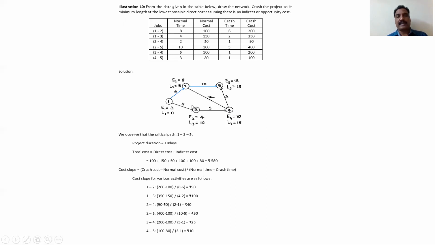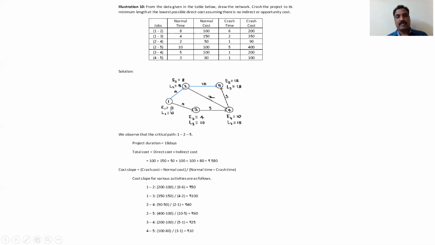Just directly we can calculate TE1, TL1 like that. Earliest times and the latest times we have to calculate. Instead of using TE, I use just E1 and L1, E2, L2, E3, L3 like that. So you know the forward pass method and the backward pass method. By using the forward pass method, we get the earliest times. By using the backward pass method, we get the latest available times. So directly we can do, no need to write.